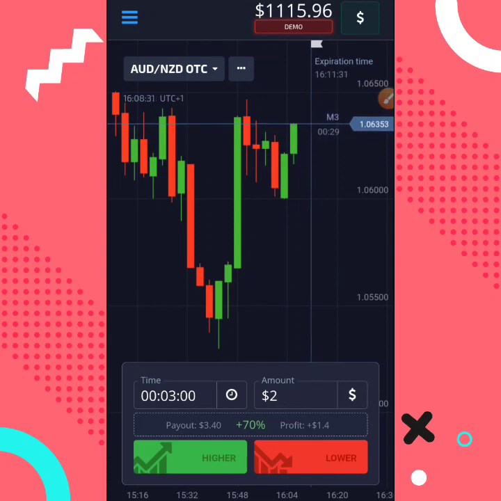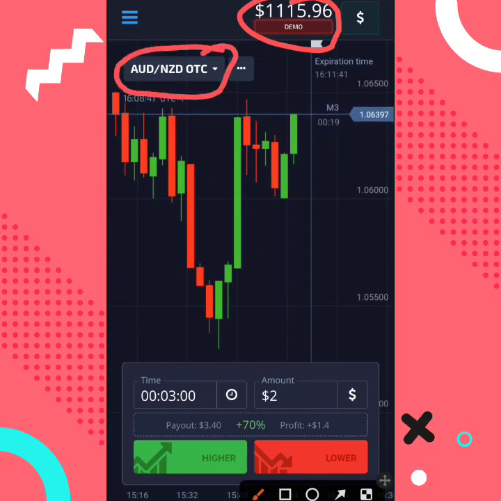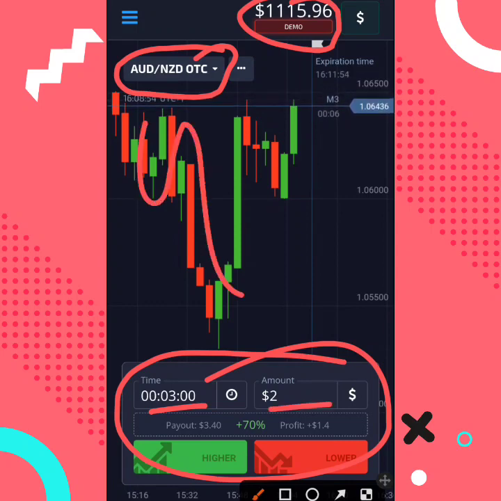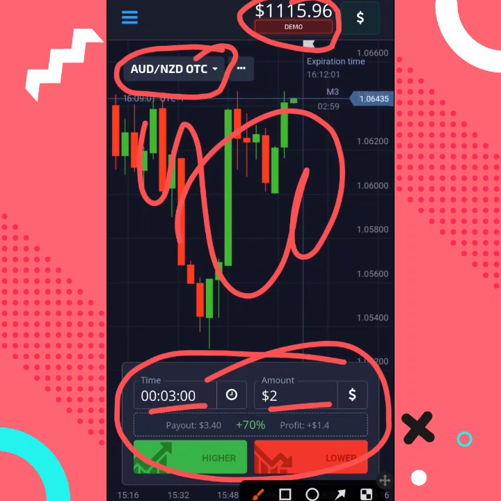Now, this is the display of Pocket Option. You can see right from here, we have the balance of my demo account. Here we have the list of assets. Here we have the trade expiration time, and then we have the trade amount, and these are the candlesticks. So I'll be explaining all this bit by bit so we all get to understand how to place a trade as a beginner in binary options.